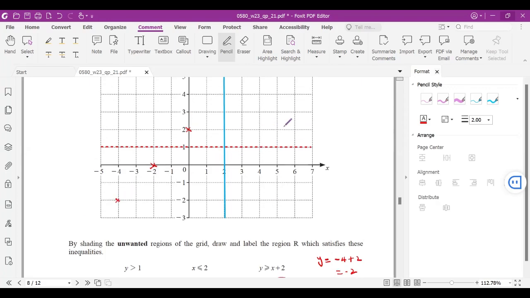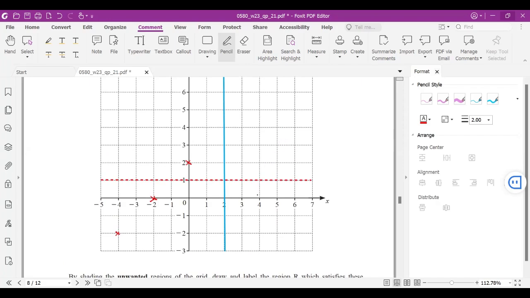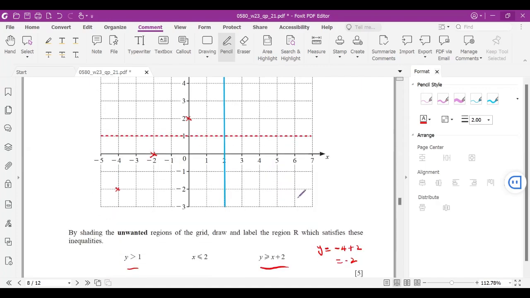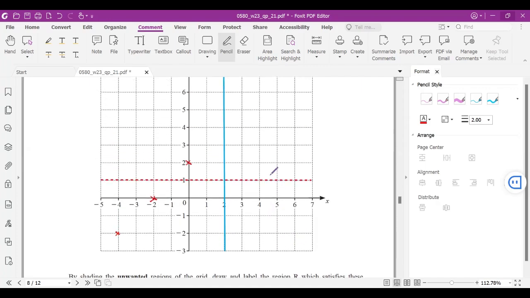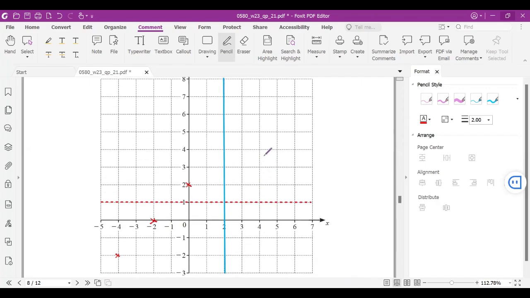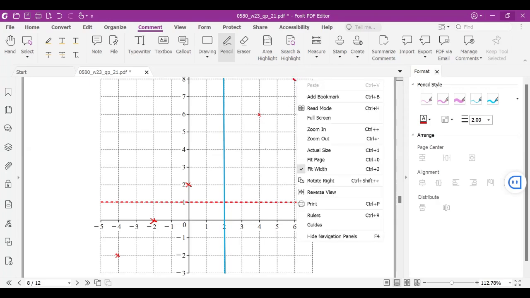And let's check again. When S is 4, y is going to be 4 plus 2, which is 6. So when S is 4, y is going to be 6. So we'll have the line also passing through this. We can do one more. When S is 6, y is 6 plus 2, which is 8. So we can see that it will pass here.